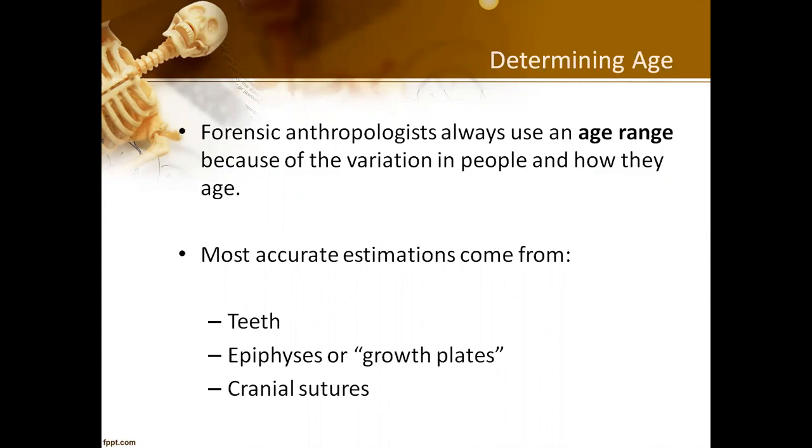Most of the most accurate estimations come from our teeth. Remember those baby teeth that you put under your pillow? Well, it turns out they all come out at the same time. So we can look at what's in the mouth, what baby teeth have been lost, and what permanent teeth have come in, and determine the age from that. But we also have two other areas we can look at. One is the epiphyses, or growth plates, and the other is the cranial sutures. So we'll look at each of those independently.